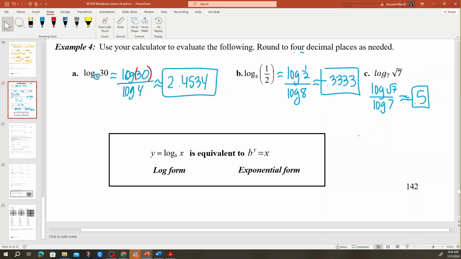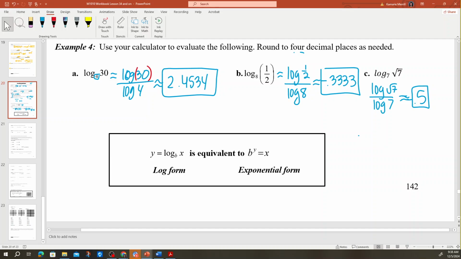So this is that property, the definition of a log that I gave you. Here's your definition of a log, more written out for you, nice and pretty. It's b to the y is equal to x, and these are equivalent. This is called log form, and this is called exponential form. Now, we use these interchangeably. If I need to solve a log, I convert it to an exponent. If I need to solve an exponent, I convert it to a log.